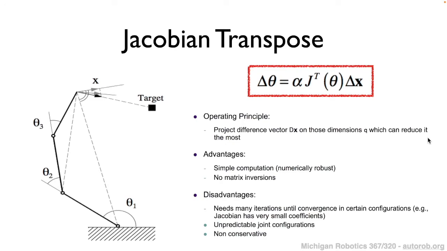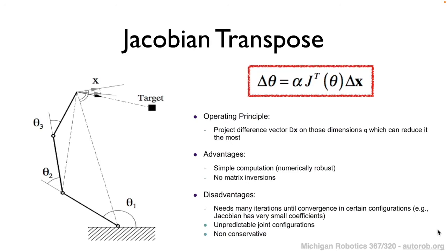The advantage of this over taking the Jacobian inverse is that we can always take the Jacobian transpose. It's a very simple computation: you simply have to calculate the Jacobian matrix, which can typically be done in constant time, and at that point we don't have to take an inverse. The downside with this approach is that it typically requires many iterations until convergence. In addition to that, it's not going to result in predictable joint configurations.